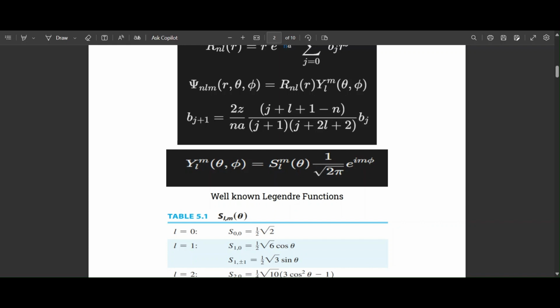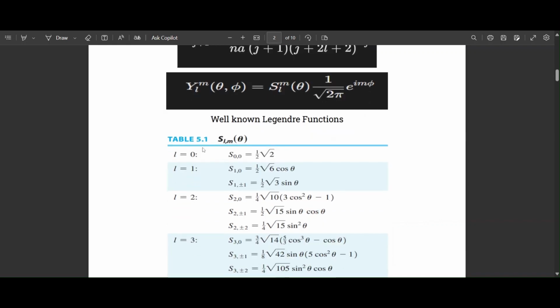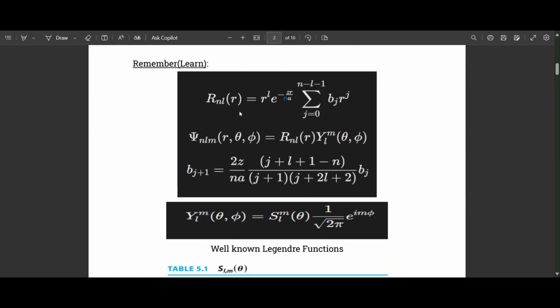Now the thing is that these S_lm are called Legendre functions, and these are well defined in mathematics. These are the values for different values of l and different values of m. For example, you have R_10, for 1s, n will be 1, l will be 0. So you can simply put the value of n and l here, and according to that, do the summation from j equals 0 up to the value that comes, and you will get the values. I have shown two examples also.